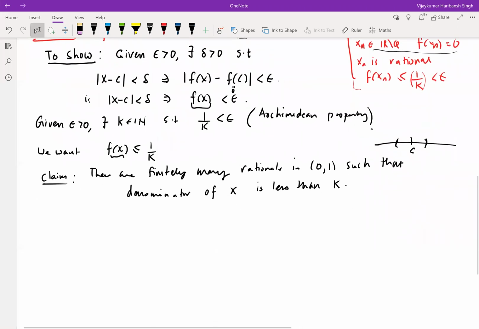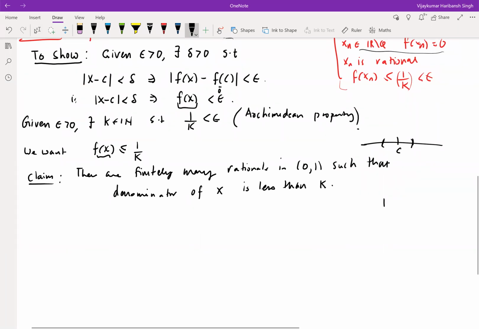Well, think about it in the following way. There are finitely many with denominator less than or equal to k. So suppose I have k minus 1 as the denominator. Now, how many options are there for the numerator? Let's take a upon k minus 1, where a is a natural number. How many of them are there so that this number will still lie in 0, 1?